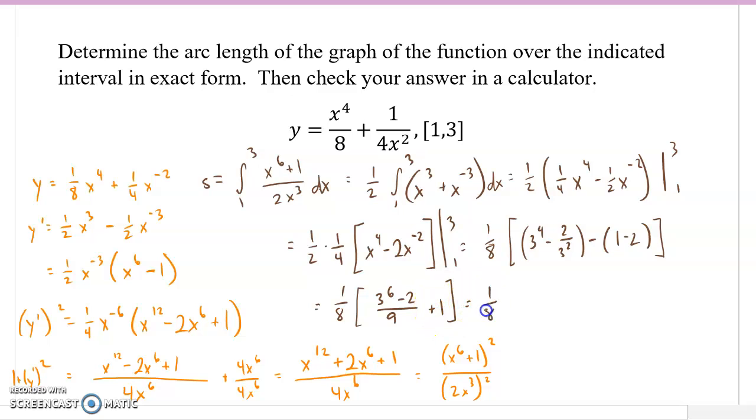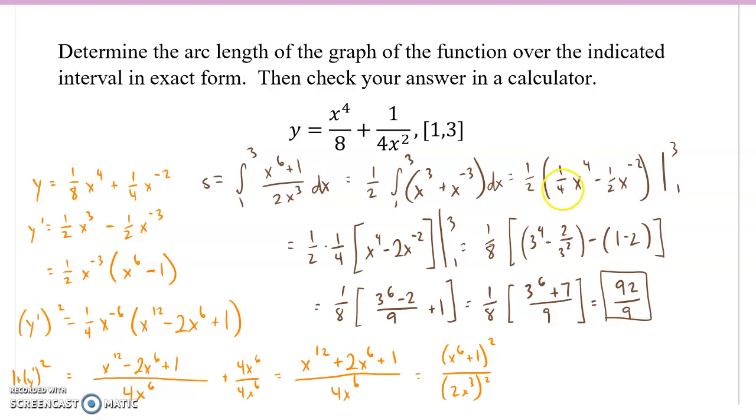Almost there. 1/8 times, well, the common denominator here would be 9. So 9 plus negative 2 is positive 7. 3 to the 6th plus 7 over 9. Whoops. And you wouldn't believe this, but 3 to the 6th plus 7 is a multiple of 8. It's actually 92 times 8. So the 8 and the 8 cancel out, and we're left with a 92 on the top and a 9 on the bottom. And we can double check that in a calculator.